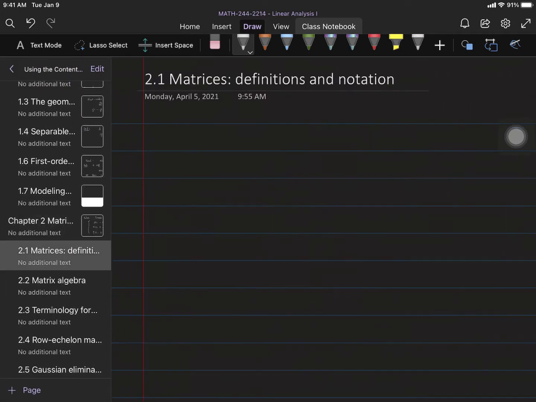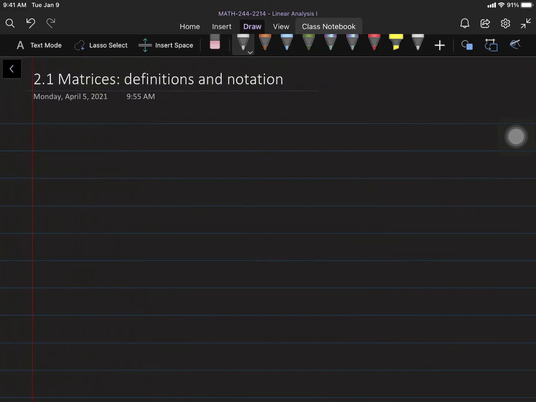Now let's take a look at 2.1. 2.1 is called matrices: definition and notation. In this section, we are going to learn a lot of definitions, I think 8 to 9 definitions, but it's pretty easy, just introductions.